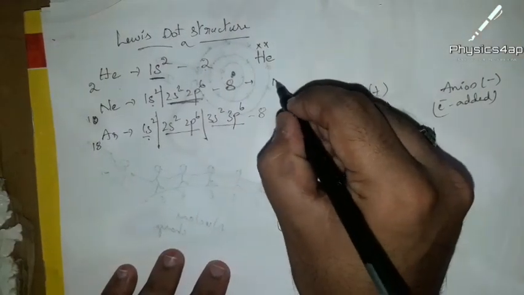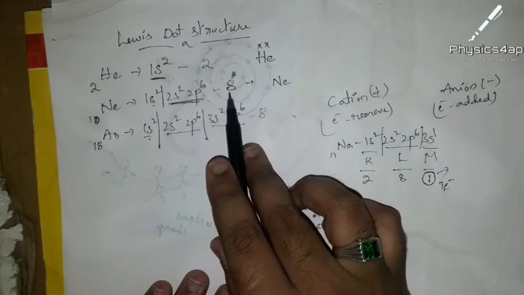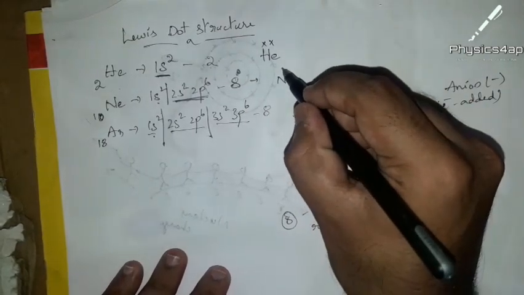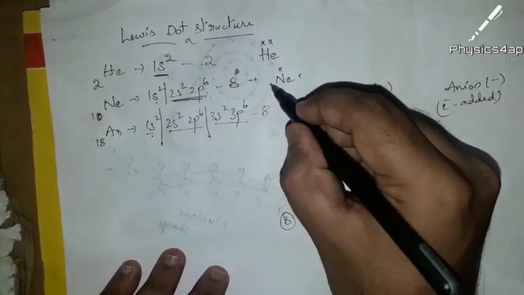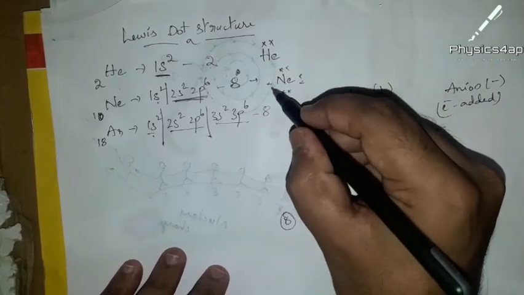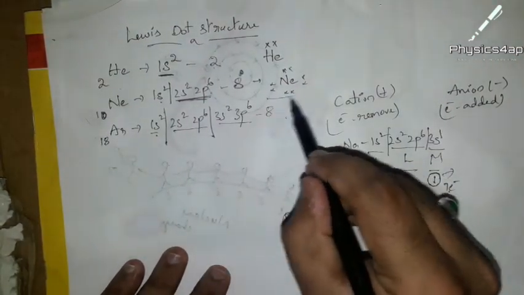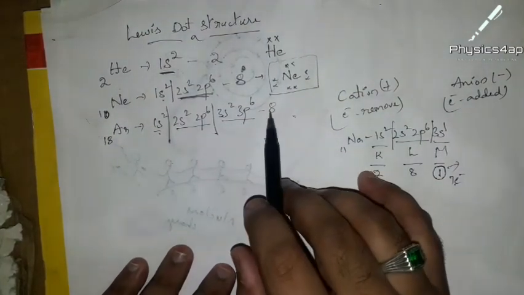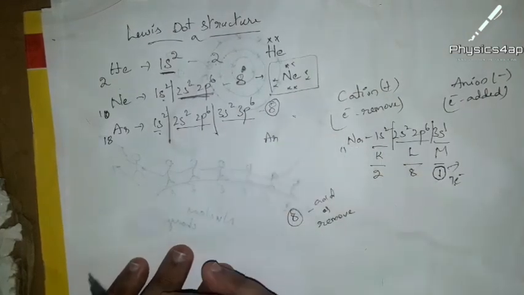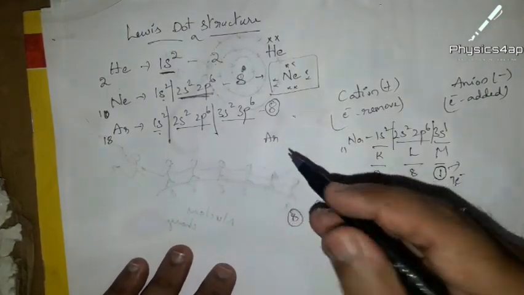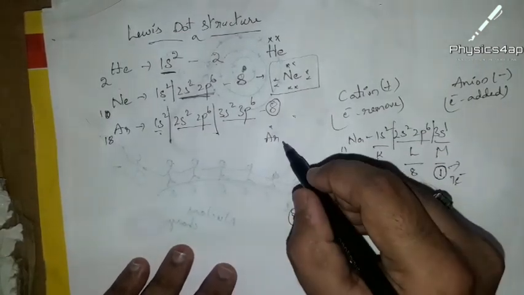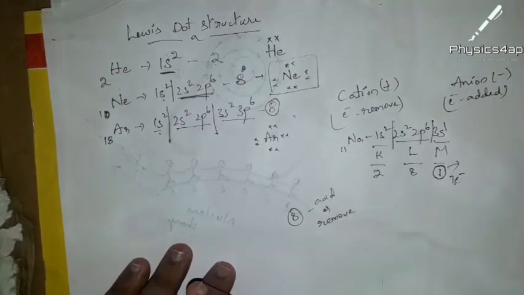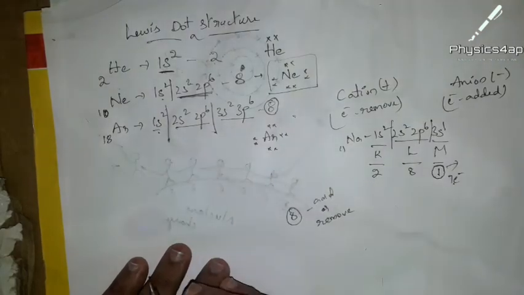As well as for neon, as we have 8 electrons in its outermost orbit, you need to represent 8 dots around itself. So that is 1, 2, 3, 4, 5, 6, 7, 8. Now this is the Lewis dot structure for neon. At the same time for argon, the symbol is Ar, and it has 8 electrons in its outermost orbit. So 8 electrons should be represented here in dot form, like 1, 2, 3, 4, 5, 6, 7, and 8. So this is the dot structure for argon.